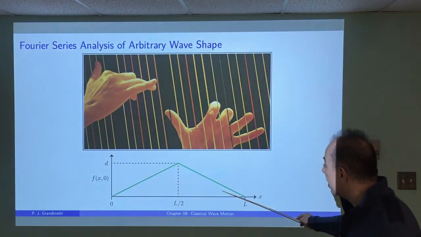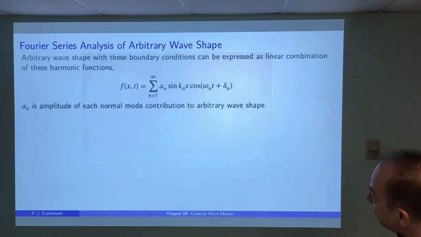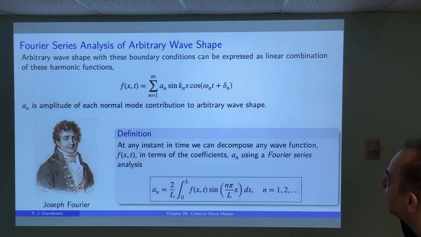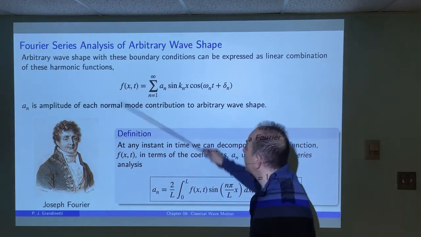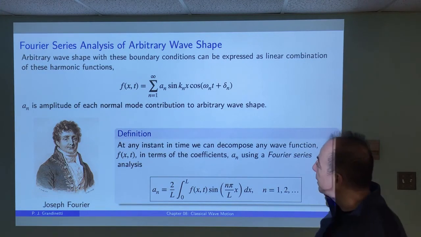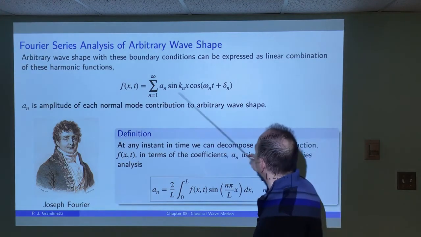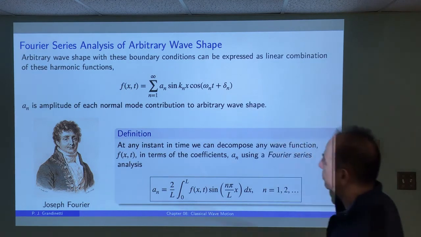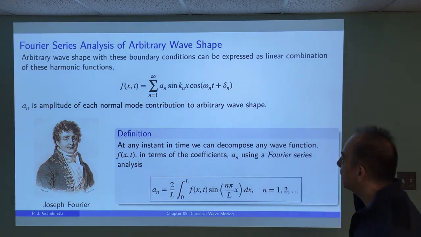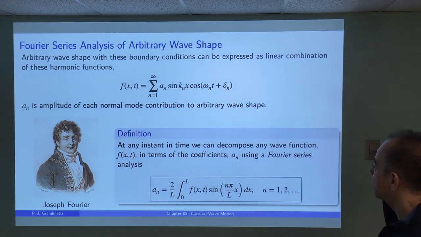So how are we going to do that? How are we going to decompose this guy? Well, to do that, we need to apply something called a Fourier series analysis. So we know that whatever function we have, whatever shape the string takes on, it has to be expressed as some linear combination of all of those harmonic solutions. So A is the amplitude of each normal mode contribution.